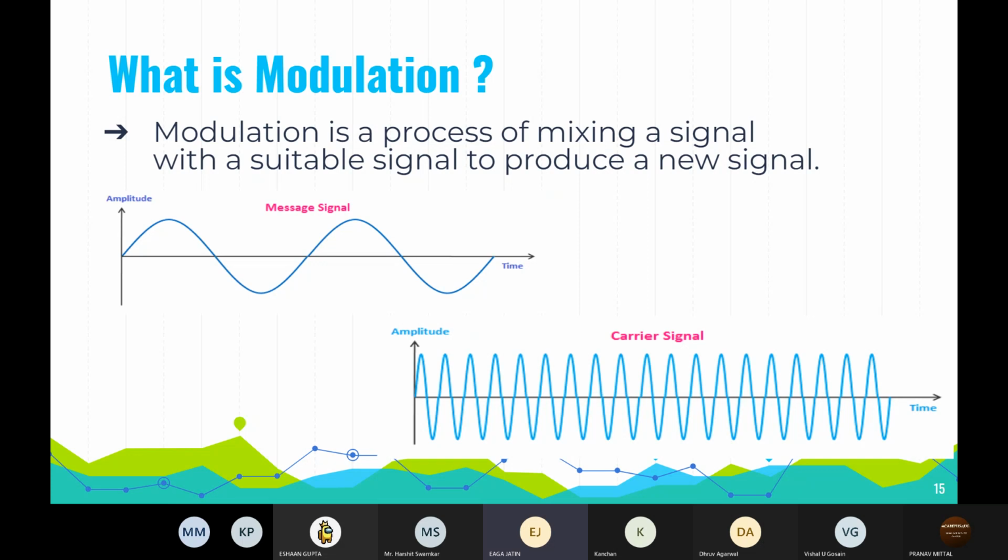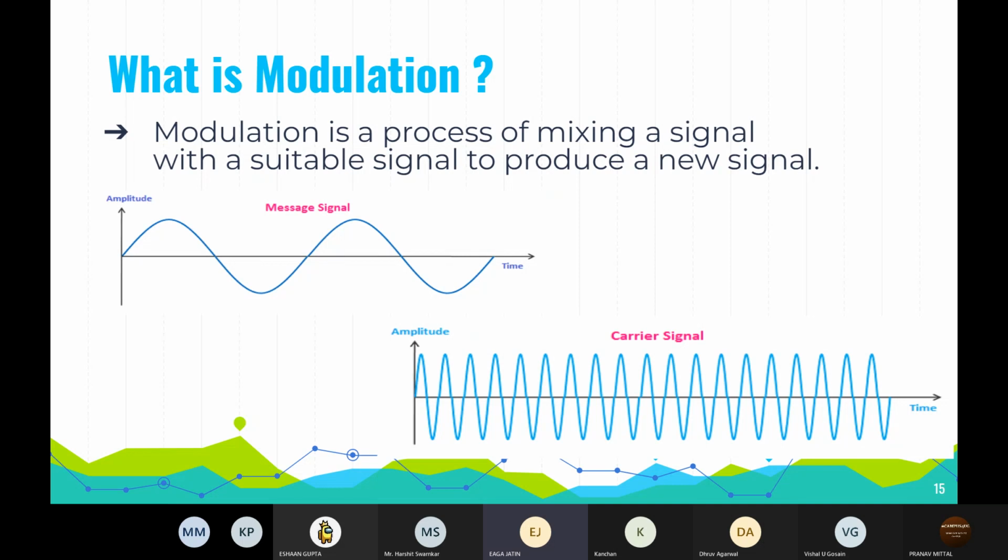If we consider the speech signal or the human voice, it contains frequencies up to 3 kilohertz. If we consider the entire audio spectrum, then it varies from 20 hertz to 20 kilohertz. This low frequency or the message signal is known as a baseband signal. And if we want to transmit this message signal to a far distance, then we might have some challenges. We'll talk about these challenges a little later.